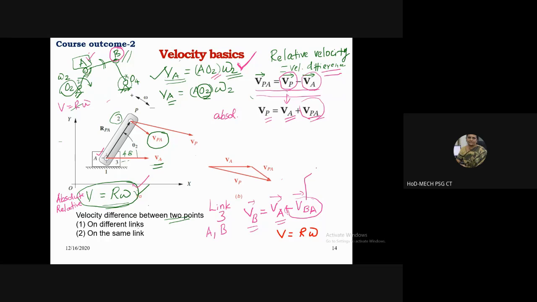So this can be written as V equal to R omega, where R is AB or BA. A is the center of rotation for BA multiplied by omega 3. But A itself is not fixed, it itself is having a velocity, so that needs to be added like here. Okay, so that's how you can relate the velocity of a point on a link to the velocity of some other point on the same link.